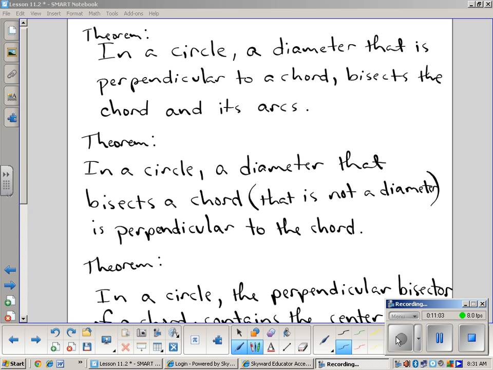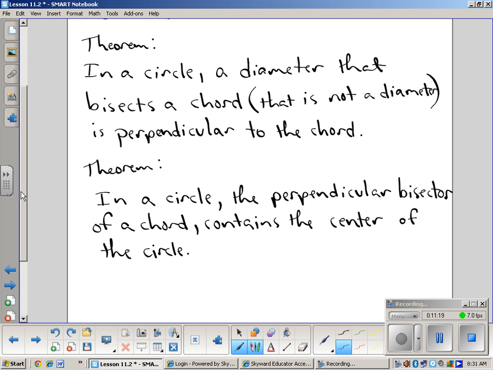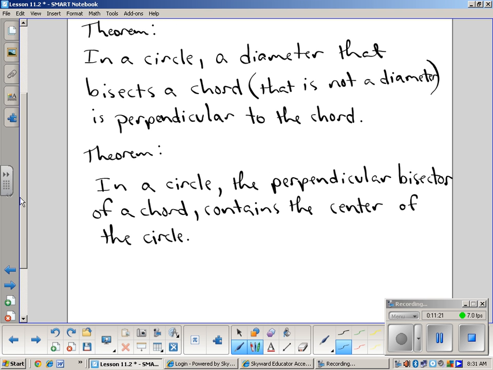I'll move back down in just a moment, and then I'll pause so you can finish copying this. The first theorem says in a circle, a diameter that is perpendicular to a chord bisects the chord and its arcs. The second one says, in a circle, a diameter that bisects a chord that is not a diameter is perpendicular to the chord. And the third one says, in a circle, the perpendicular bisector of a chord contains the center of the circle. So I'll pause now, let you finish copying this, and we'll talk about it.